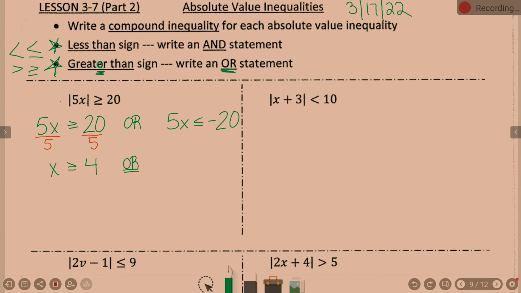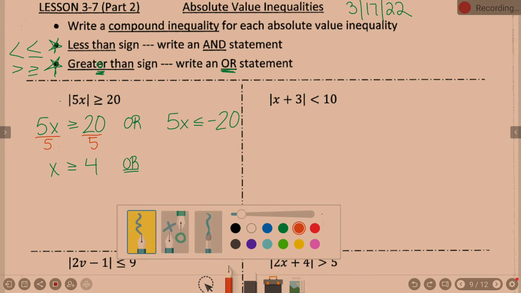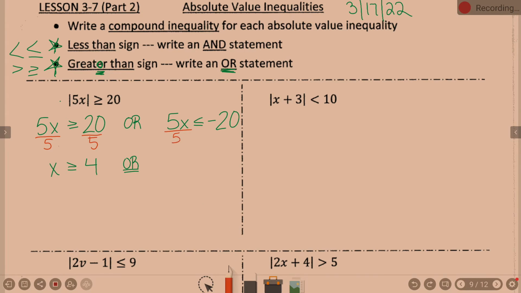And now solve the second one. If it's 5 times x, I'm going to divide by 5. The 5's cancel. It's still x. This time, you carry this sign down, which is less than or equal to. And negative 20 divided by 5 was negative 4. Do I have x by itself in both cases? Yes. So this is x greater than or equal to 4 or x less than or equal to negative 4.